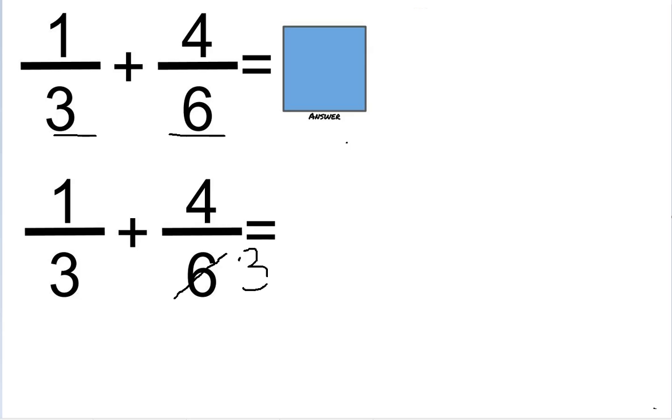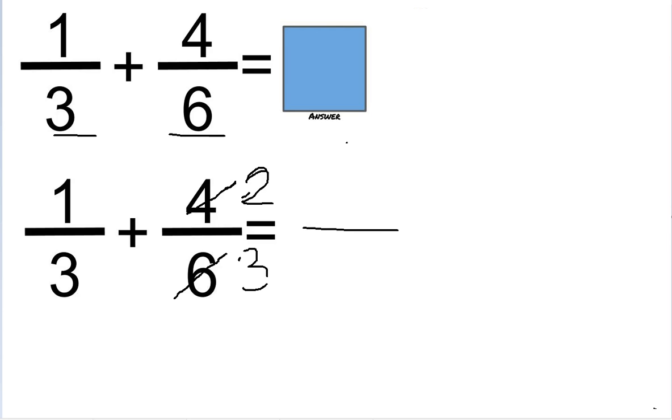Well, would you look at that? Now my first denominator and my second denominator match. They're both in thirds. So again, if I change part of one fraction, I also have to change the other part. Because I've changed the denominator, I also need to change the numerator to keep my fraction equivalent, because 4/3 is most certainly not the same as 4/6. So because I divided 6 by 2, I also need to divide 4 by 2, which is 2.